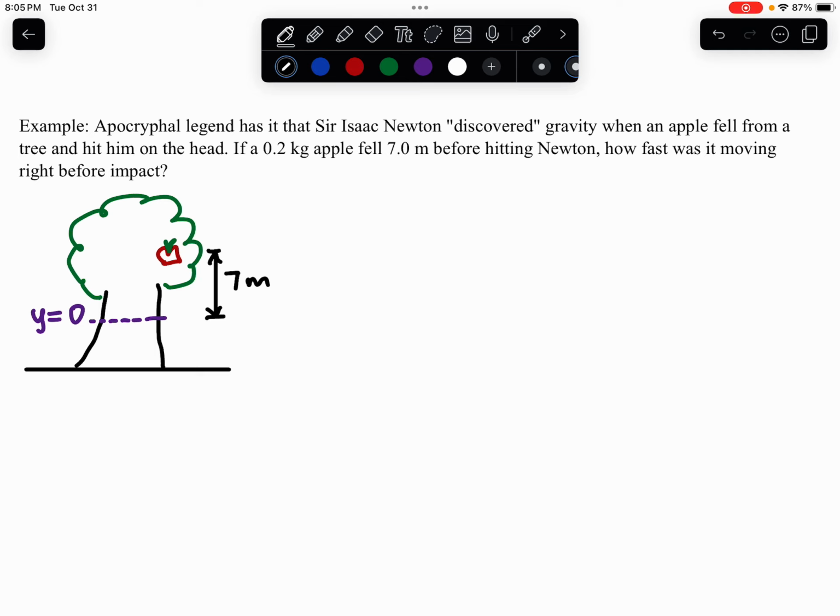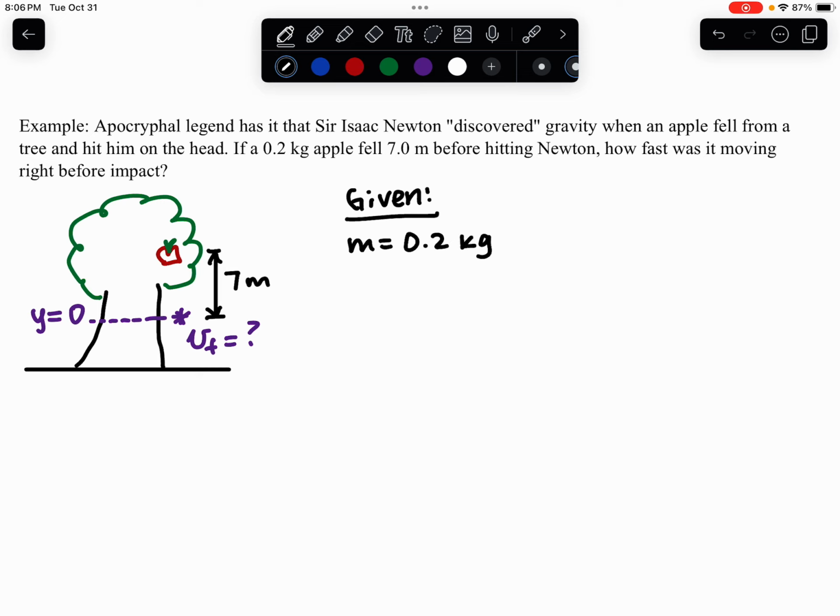And what I need to know is the velocity at this point. That's the final velocity, at that point. Okay, let's write down what we know. So we have the mass of the apple, which is 0.2 kilograms.